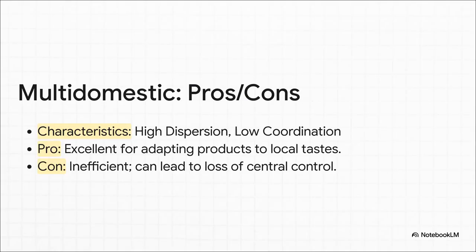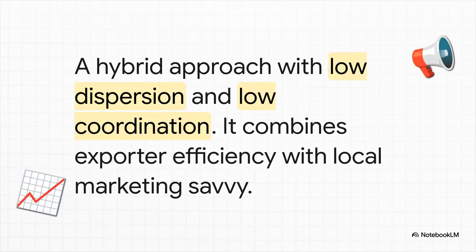The upside here is obvious. You get incredible local adaptation. This is perfect for something like the food industry, where tastes can be hyper-local. But that comes with a huge trade-off. It can be wildly inefficient, and you run the risk of the whole company losing its central vision as each country's branch just kind of does its own thing. Okay, so we've seen the two extremes. What about something in the middle?